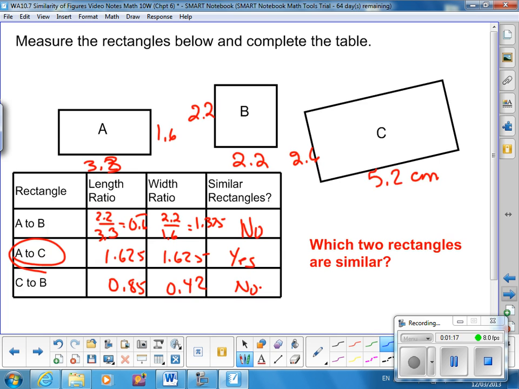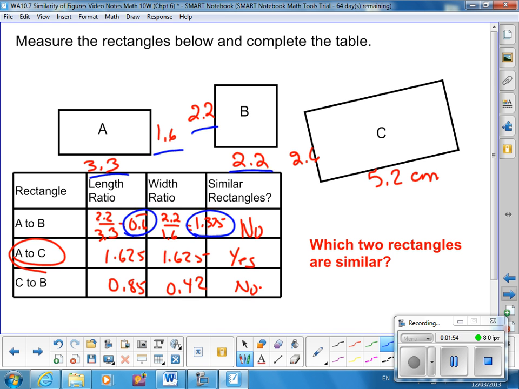We can do that with some rectangles too. So I put in the dimensions. This should be a 3. Okay, so you would take side 2.2 of B and compare it to side 3.3 of A and figure out the decimal ratio. You're going to take 2.2 of B and compare it to the other side, 1.6 of B. And they don't have the same scale factor. 0.6 is not the same as 1.375, so these are not similar.